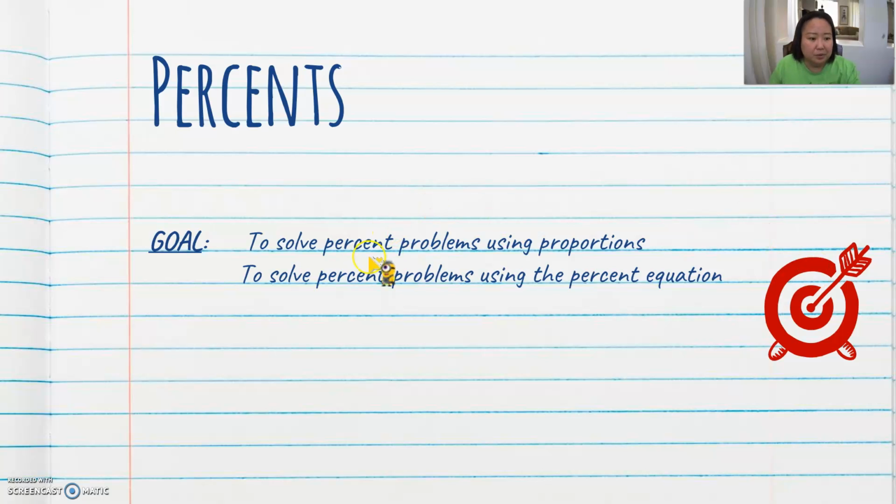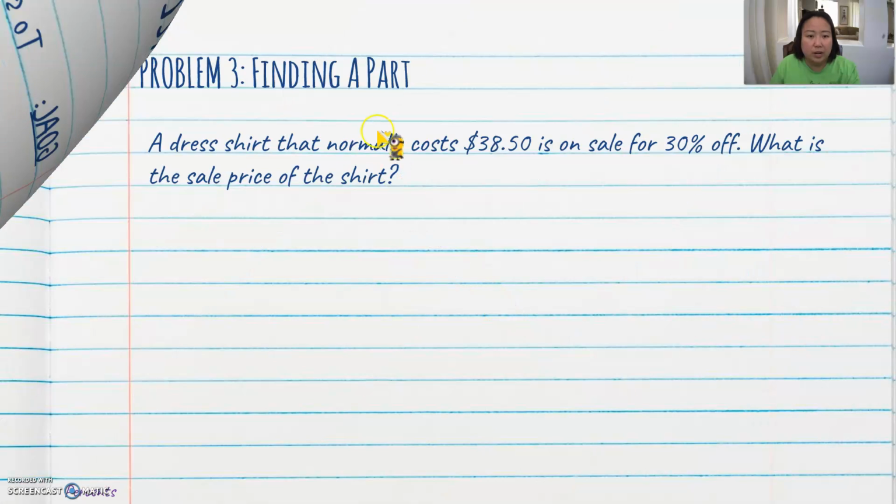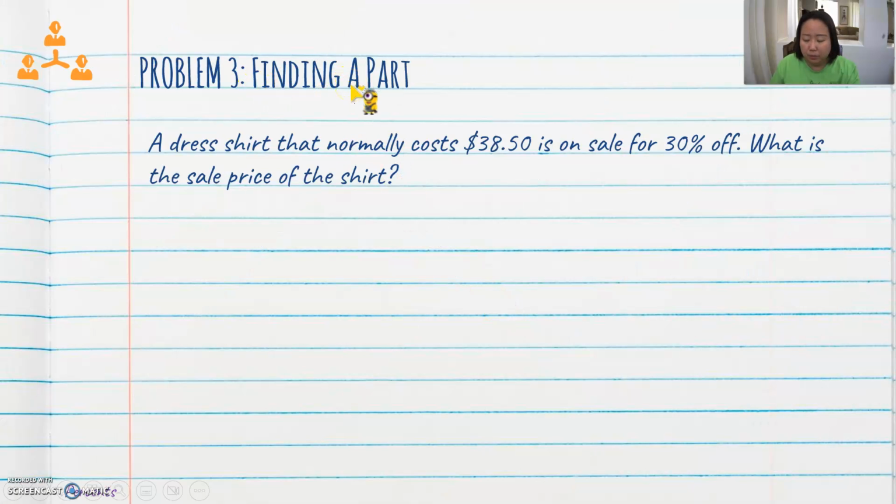Hi, so let's continue our discussion on percents. This time, what we will be looking for is a missing part, okay? So for this case, we will be working on a word problem. We have a dress shirt and the usual cost of it is $38.50. And now it is on sale for 30% off.